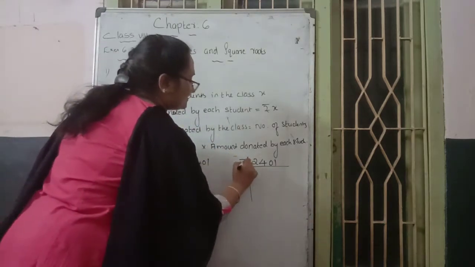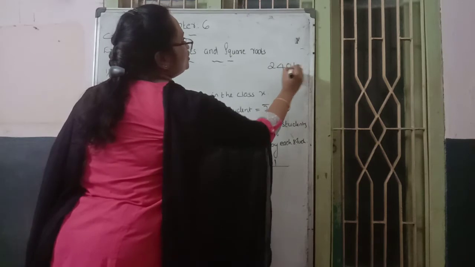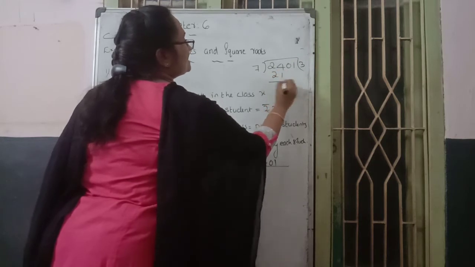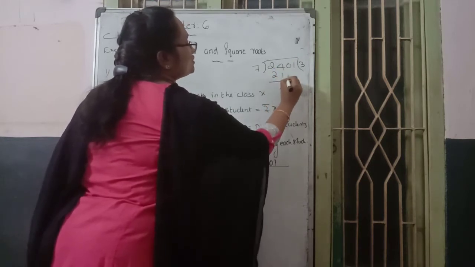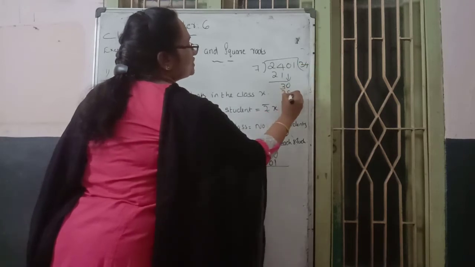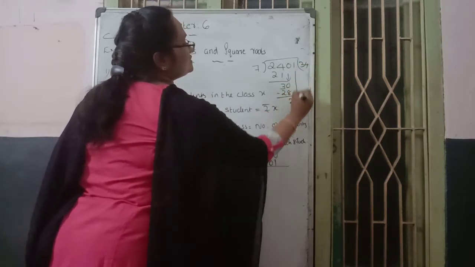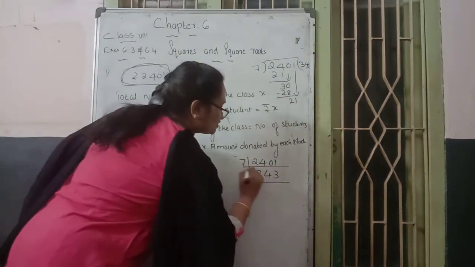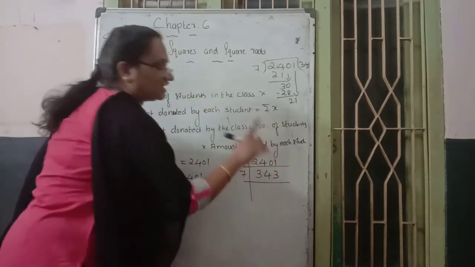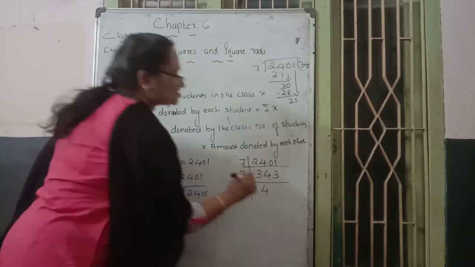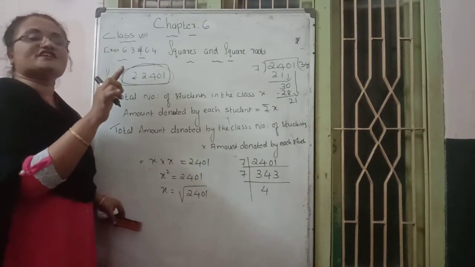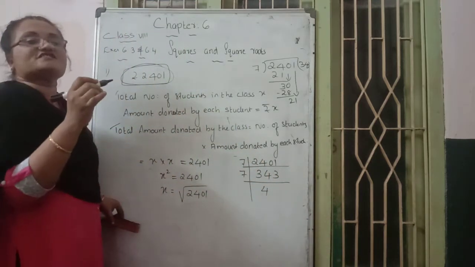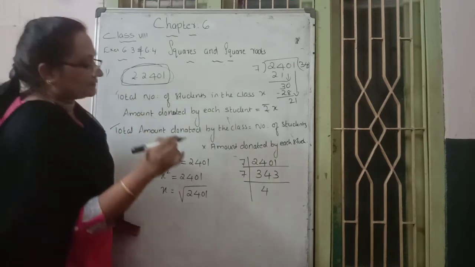Next is 7. How to divide by 7? 2401 divided by 7. 24, not there; 3 times 7 is 21. 4 minus 1 is 3, and next place 0 comes down, 34. 4 times 7 is 28, subtract, 2, next place 1. So what is the answer? 343 is the quotient. Again continue with which prime number? 7 only. 34 minus 28 is the subtraction.